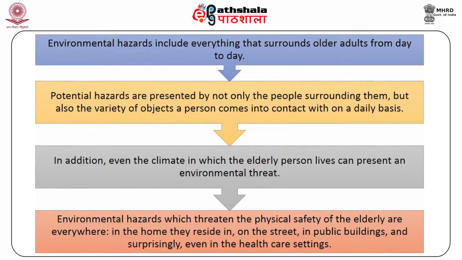Environmental hazards include everything that surrounds older persons from day to day. Potential hazards are presented by not only the people surrounding them, but also the variety of objects a person comes into contact with on a daily basis. In addition, even the climate in which the elderly person lives can present an environmental threat. Environmental hazards which threaten the physical safety of the elderly are everywhere: in the home they reside in, on the street, in public buildings, and surprisingly even in the healthcare settings.